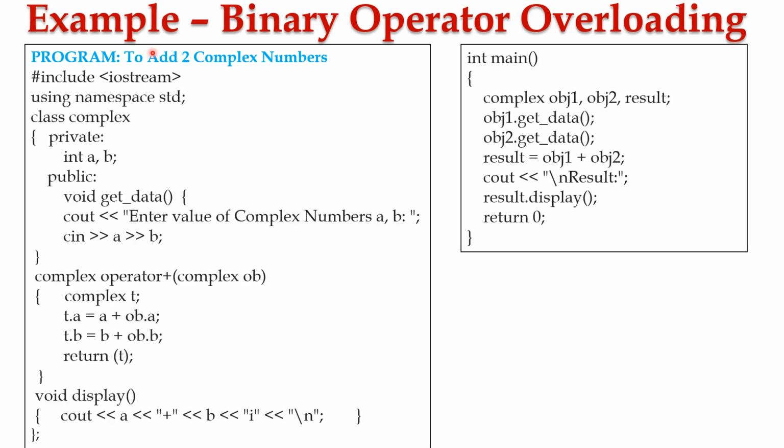Let's have an example program for binary operator overloading to perform adding two complex numbers. First, let me explain the code. Next, we can see how the code gets executed.